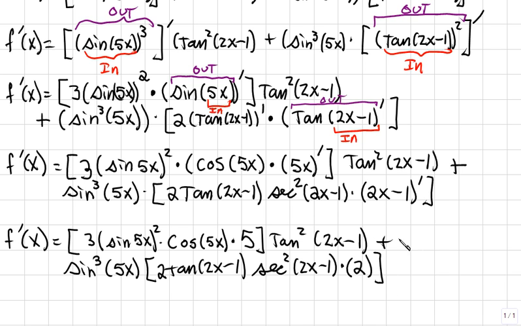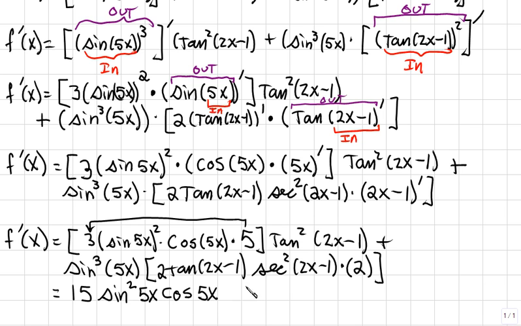Now that we've completely found its derivative, let's simplify as much as possible. That means that if we have factors like 3 times sine 5x squared times cosine 5x times 5, the single factors 3 and 5 can be multiplied together and be written in front of our expression. 3 times 5 is 15. We'll return back to writing, instead of sine of 5x all squared, this more compactly now as sine squared of 5x times cosine of 5x times tangent squared of 2x minus 1.